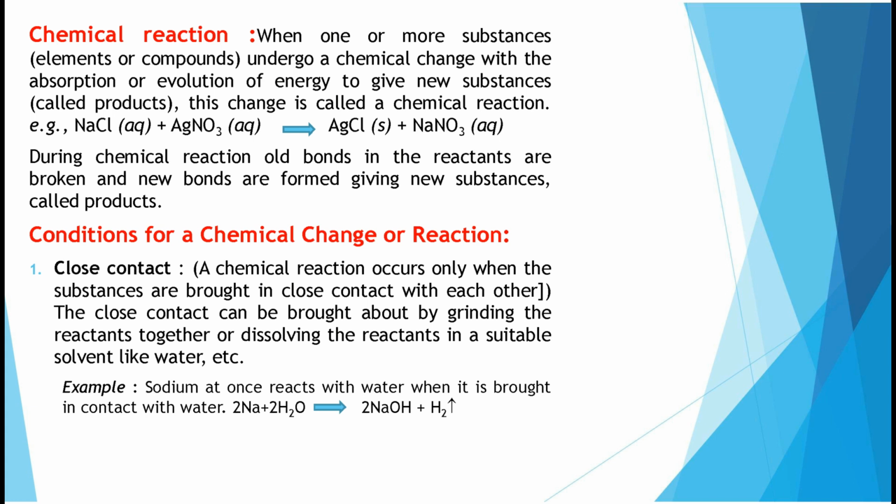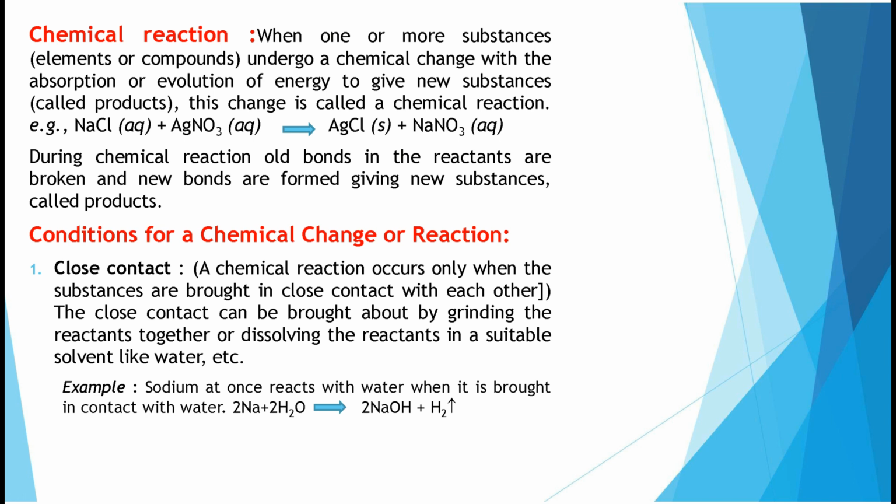In the middle we put the arrow, and on one side there are the reactants and on the other side the products. So during a chemical reaction, old bonds in the reactants are broken and new bonds are formed, and new substances will form with new properties. So this is a chemical reaction. You can see it very well in the example.